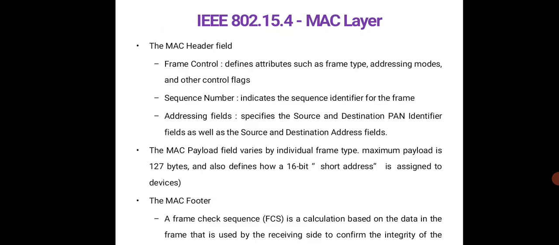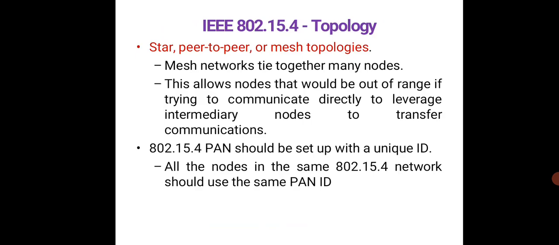Second, the MAC payload field varies by individual frame type, and it is a maximum of 127 bytes, and it also defines how a 16-bit short address is assigned to the devices. Then finally, you will have a MAC footer, which is the FCS, that is the frame check sequence, which is a calculation based on the data in the frame that is used by the receiving side to confirm the integrity of the data.